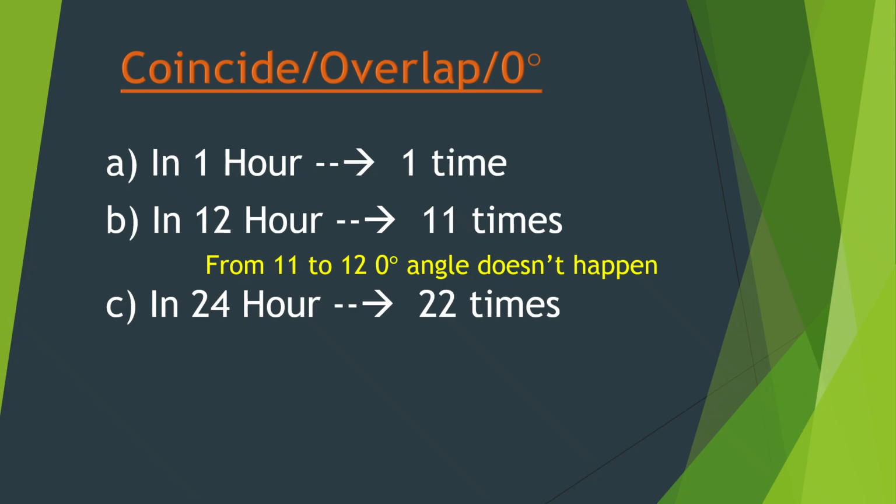Hi students, in the previous class we had seen three types of question related to clock, that is degree based, angle based, mirror and water image based. Today we will see the rest three topics related to clock. First type on your screen is coincide, or you can say overlap, or it is also called as 0 degree angle.